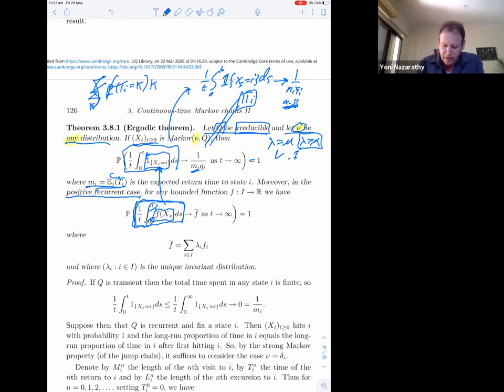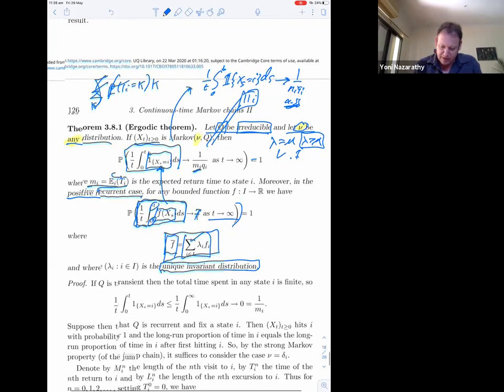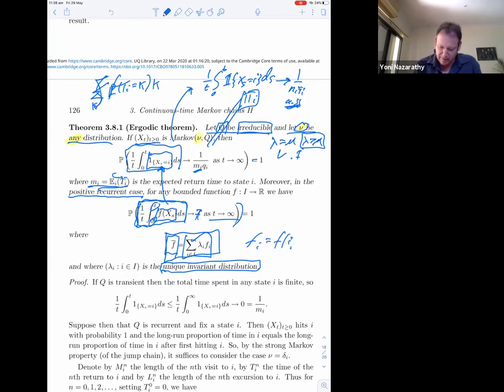Now, this is a beautiful thing, that this converges to f bar almost surely, that is, with probability 1. The nice thing is that you can compute f bar using the stationary distribution. You knew this from before. Or your unique invariant distribution. So once you have the stationary distribution, you can compute a whole bunch of these f bars, and all you need is this, where f_i just means f of the state i.